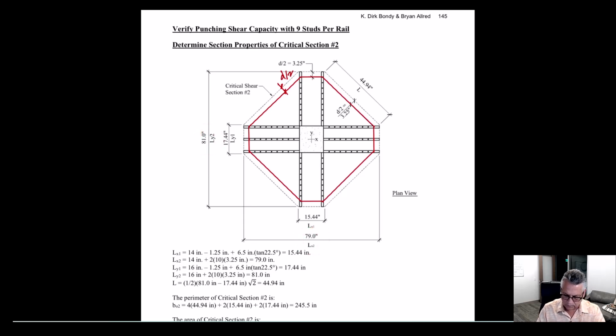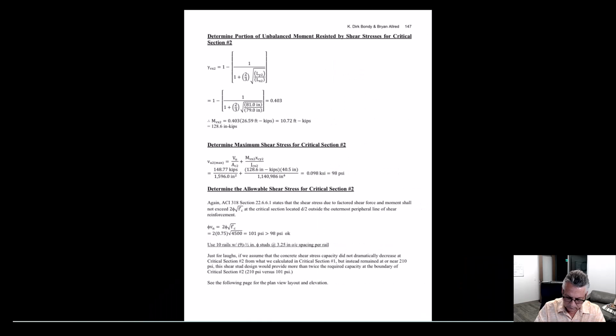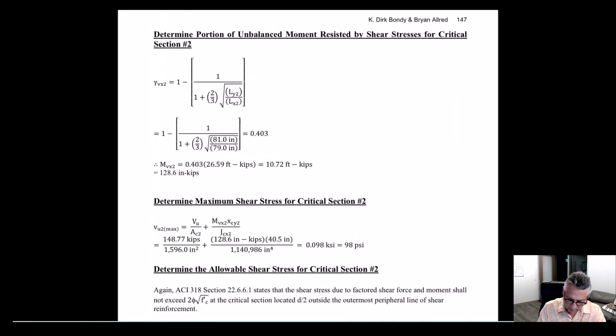Ly2 over Lx2. So we're only required to account for 40% of the unbalanced moment in our shear stress calculations. So that unbalanced moment times 40.3% says that I've got to assume 10.72 foot kips of the unbalanced moment is creating shear stress.